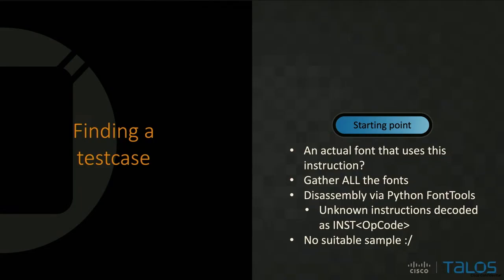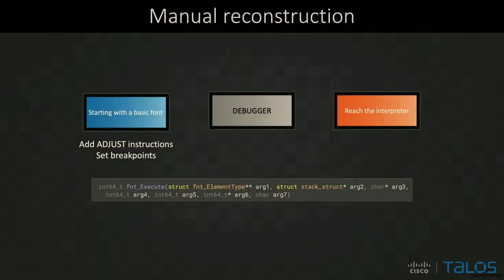We were hoping to disassemble a font, find one that used this undocumented instruction, and then use that one as a starting point for further reverse engineering. But we had no such luck. We couldn't find a sample that readily used it. I probably didn't dig too far back into the past to find one. So we have to reconstruct this manually.